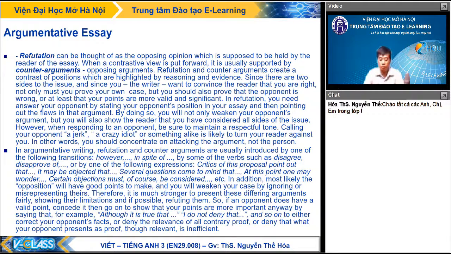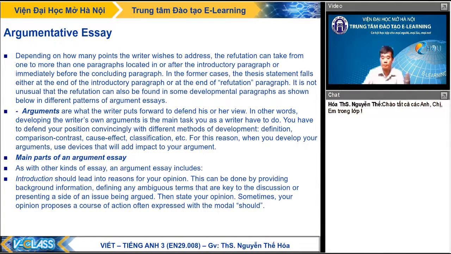However, in spite of, or sometimes we may use the word although. After although, you have to use a clause. Now next, it depends on how many points the writer wishes to address. The refutation can take one or more than one paragraph located in or after the introductory paragraph.